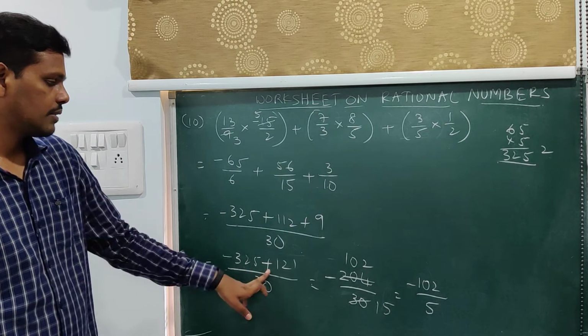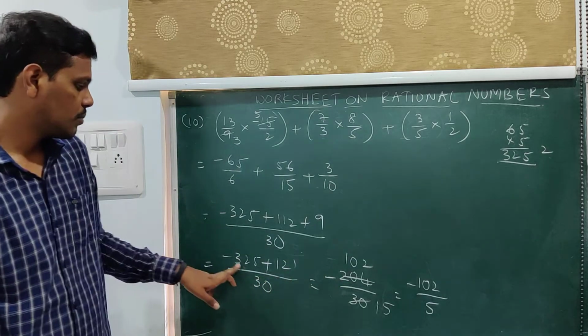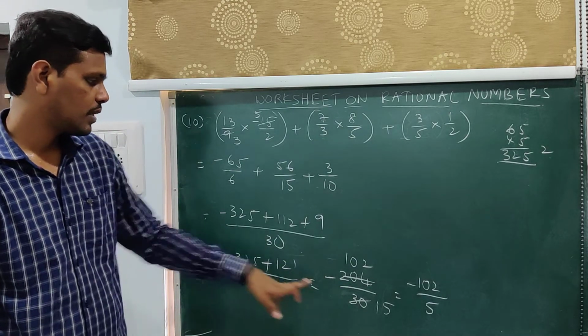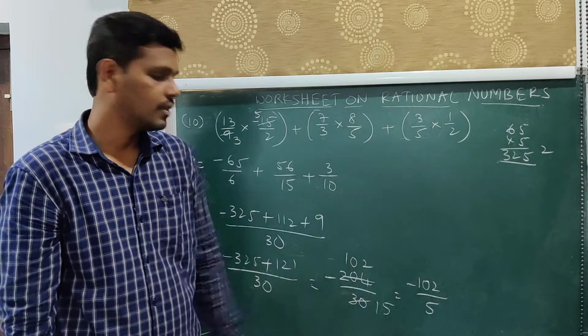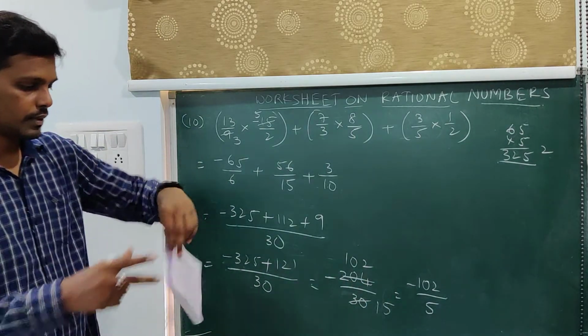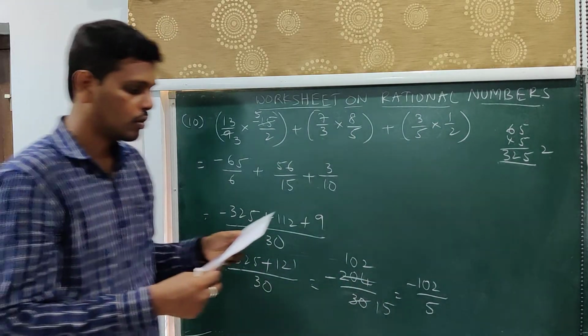Now these are of different signs, so you will subtract, and the biggest number is 325. Sign is minus, so you will keep a minus sign, and finally this is 6. So that is it with respect to the 10th one. Now let's move on to the 12th one.